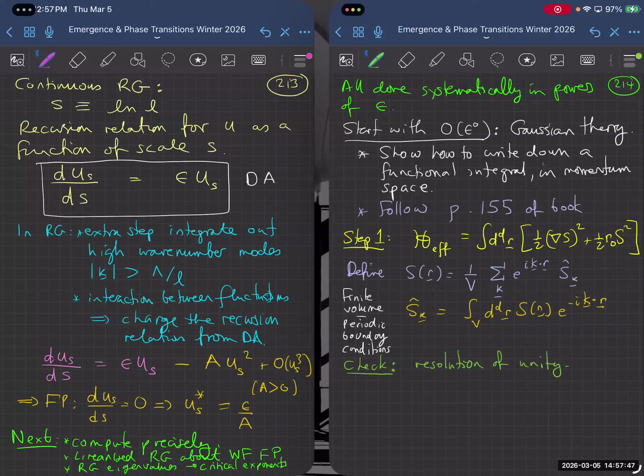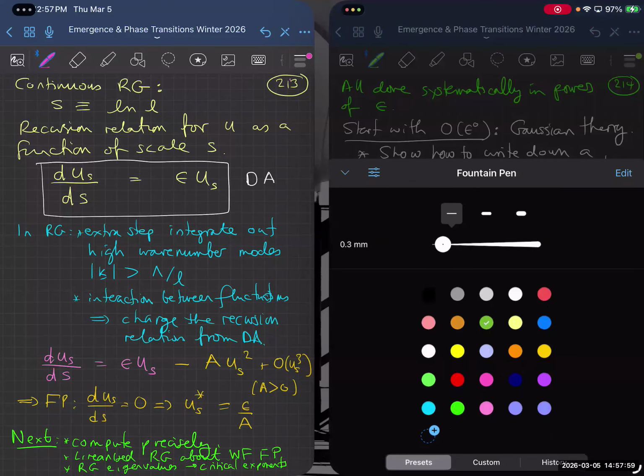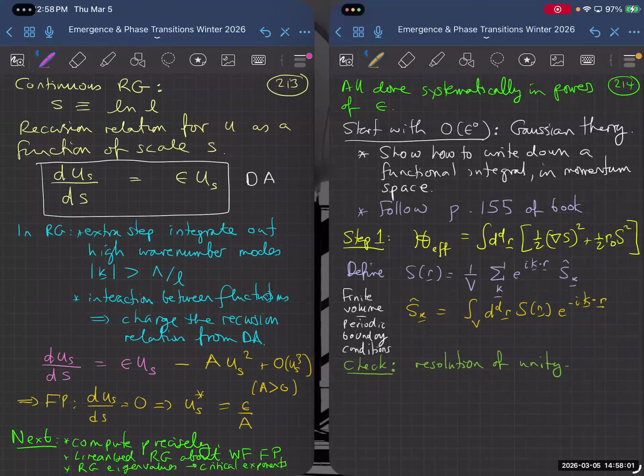I'm going to go through this just because I want to make sure everybody here understands the basic manipulation and avoids a trap that a lot of students run into. So let's just try the resolution of unity. What we're trying to do is check that if we substitute S of K into the formula for S of R, then it is consistent. Okay, so let's have a look at that.